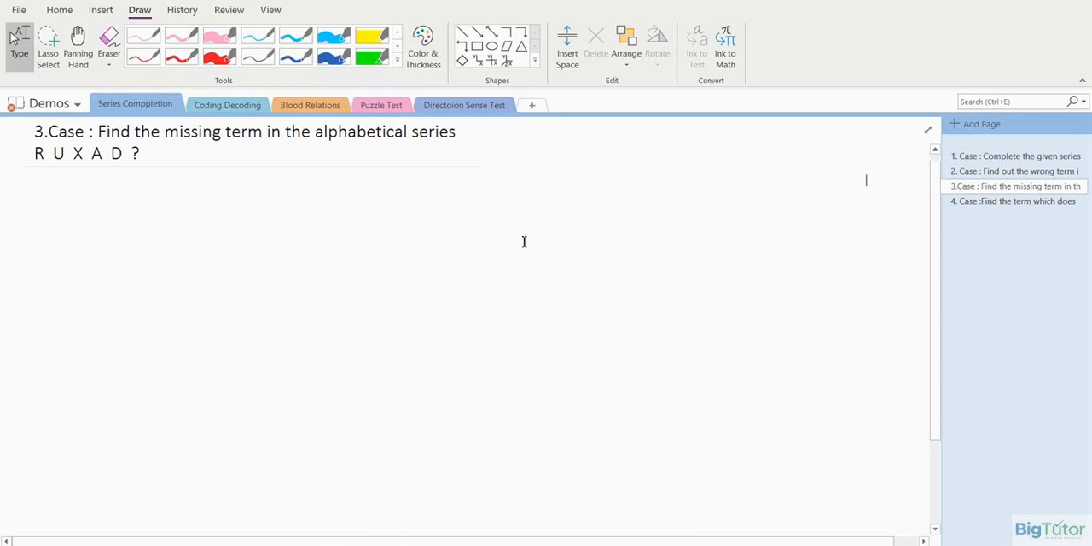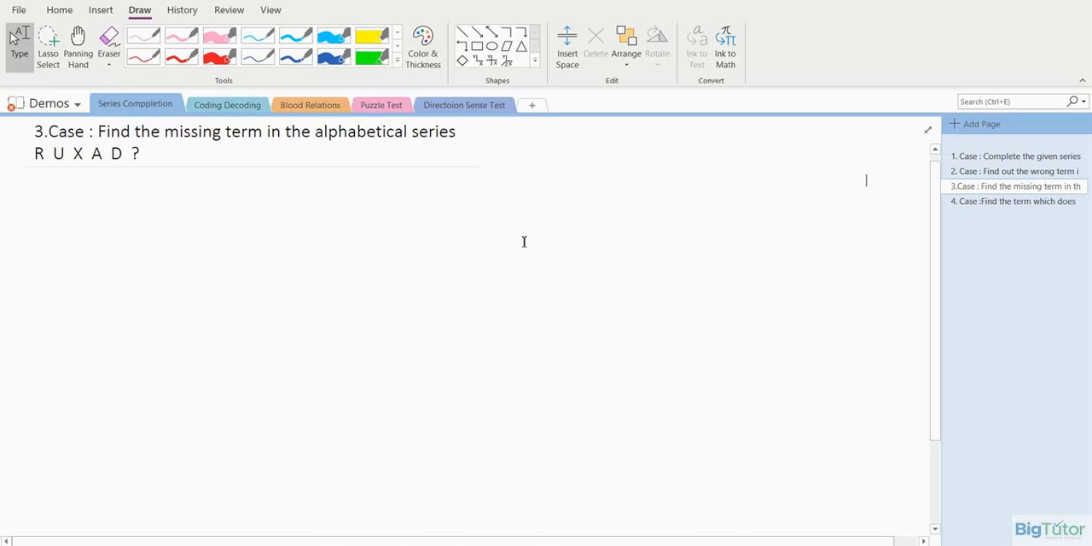So here the third case is nothing but we are given an alphabetical series. For the previous two problems, we were given a numerical series. Numerical series means the terms of the series were numbers. So that is why it is called a numerical series. Now the terms of the series are nothing but alphabets. So if terms are alphabets, then such series are called alphabetical series.